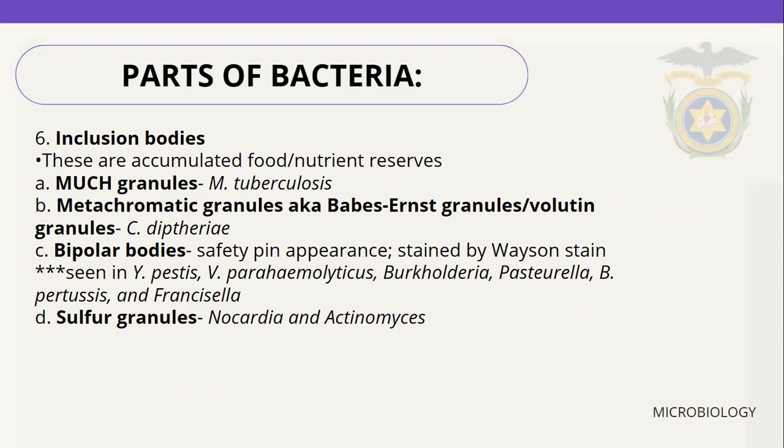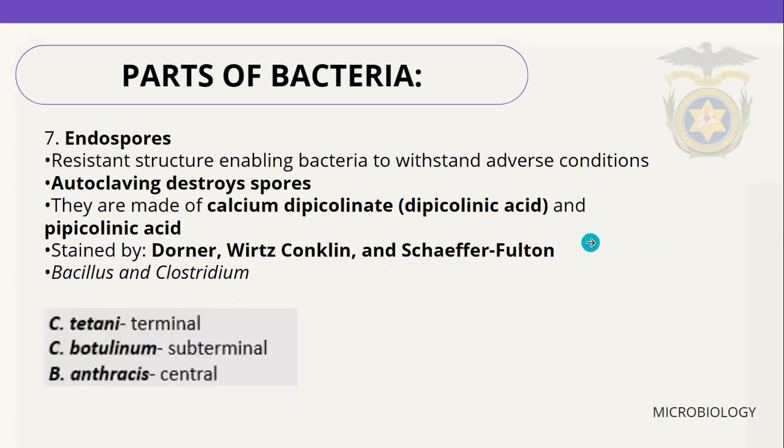So the first one, we have the Much granules, which can be found in Mycobacterium tuberculosis. Next one, we have the metachromatic granules, aka the Babes-Ernst granules or volutin granules, found in Corynebacterium diphtheriae. And we have the bipolar bodies, which have a safety pin appearance, and they are stained by Wayson stain, and they are commonly seen in Yersinia pestis, Vibrio parahaemolyticus, Burkholderia, Pasteurella, Bordetella pertussis, and Francisella. And the last one, we have sulfur granules, which can be found in Nocardia and Actinomyces.